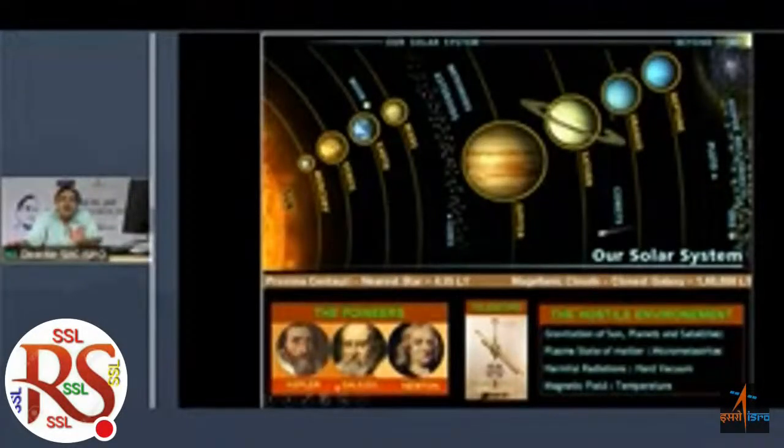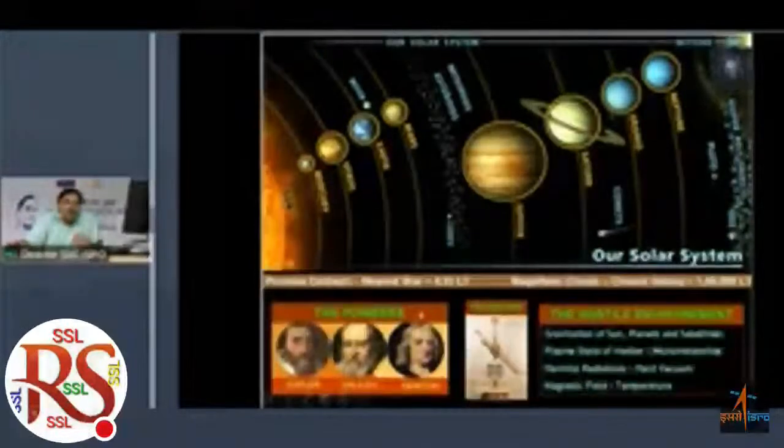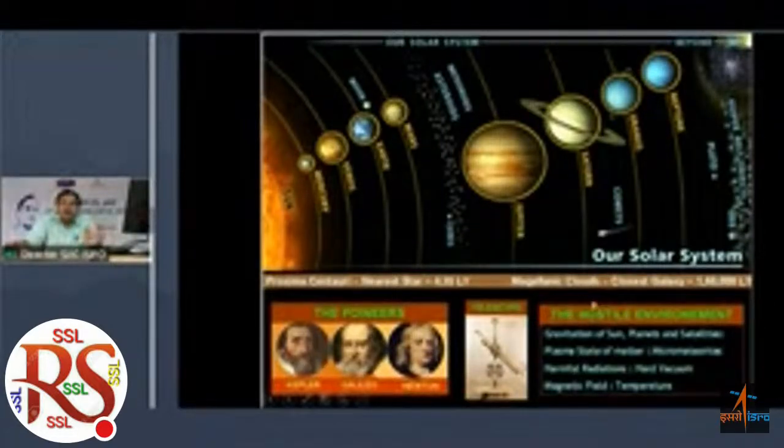These were the pioneers. I will not go into that. You people know it much better. All these laws, Kepler's laws of motion, or when Galileo initially began space-related activities, Newton when he said that there is gravitational force. All these things apply when we study satellite communication and navigation.